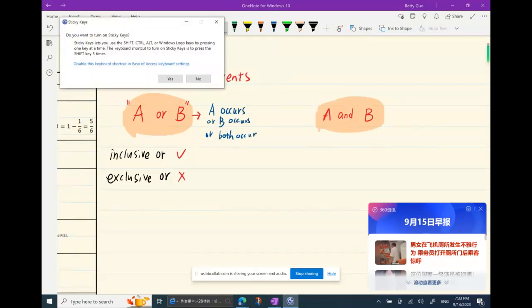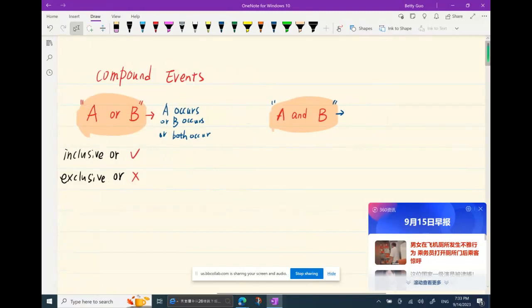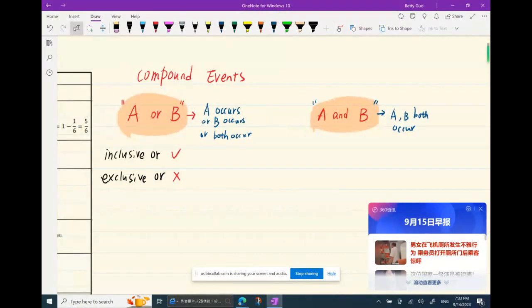So that's today's focus. We are going to talk about how to find the probability for compound events. How do we find the probability of A or B? How do we find the probability of A and B? A and B refers to the result of a procedure in which A and B both occur. So today's focus is to find the probability of A or B, and also the probability of A and B.